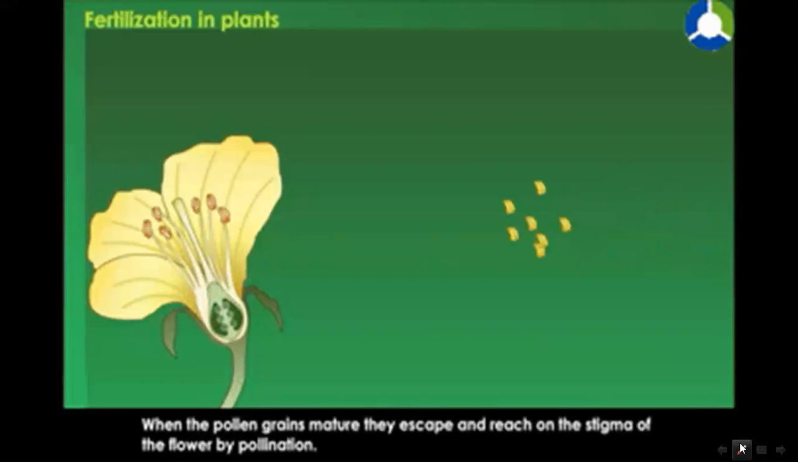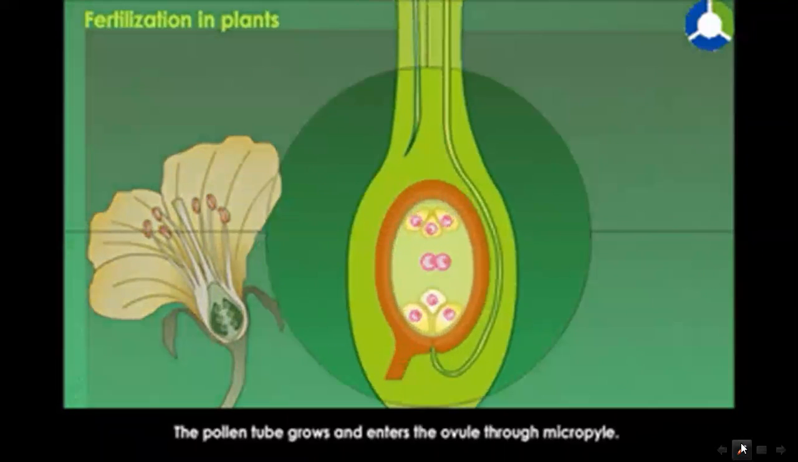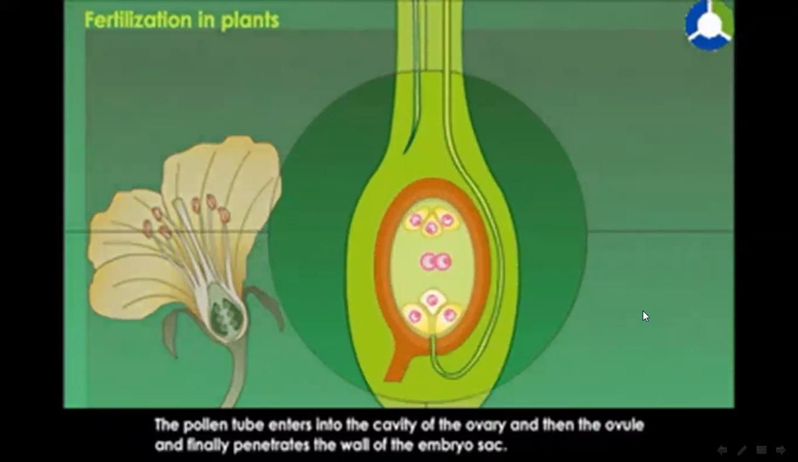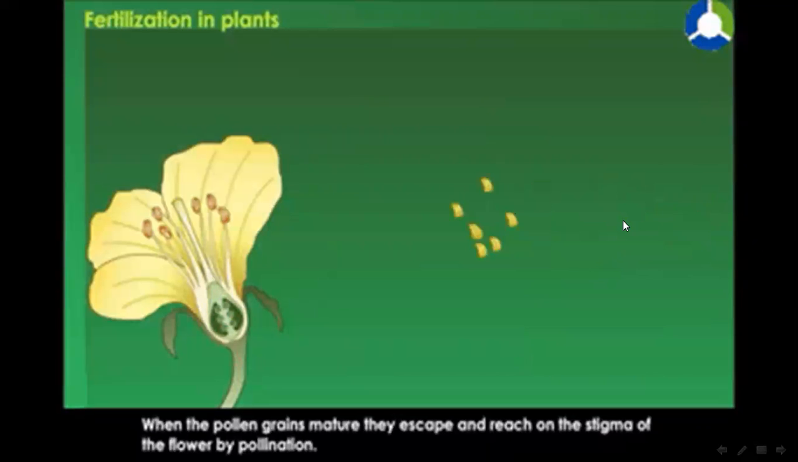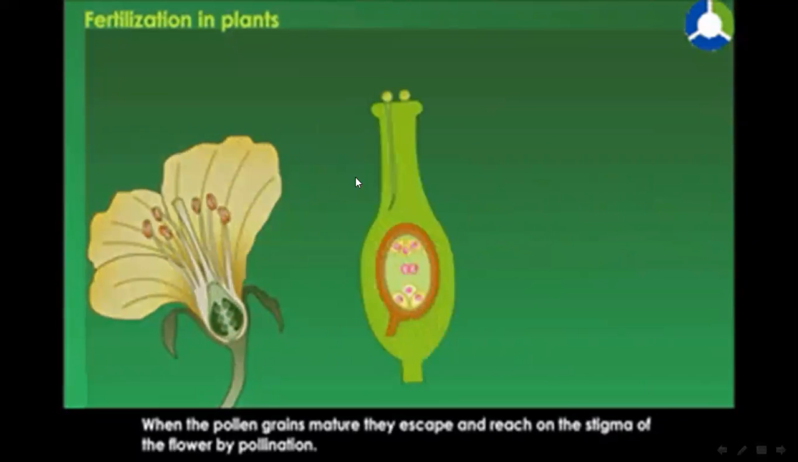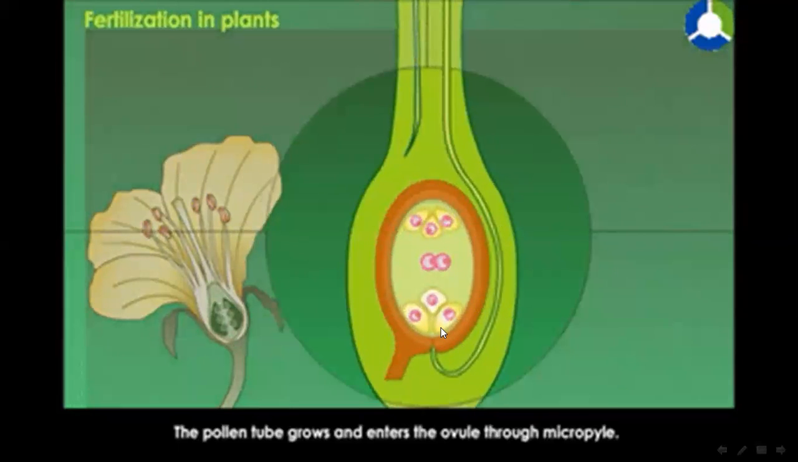How does fertilization happen in a plant? See, when the pollen grains mature, they escape. After that, what happens? When the pollen grain has reached the stigma, it forms a tube inside the style. This tube is known as the pollen tube. It makes a long hollow tube. This is called the pollen tube.